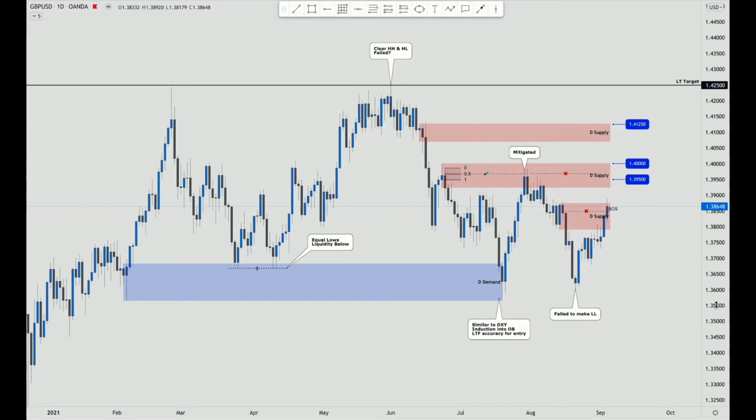As always, I'll be beginning my outlook with the DXY to gauge an understanding of the dollar situation, and then move on to GBP USD, GBP JPY, so a yen pair this time, and then euro dollar. So let's begin with the DXY as anticipated.